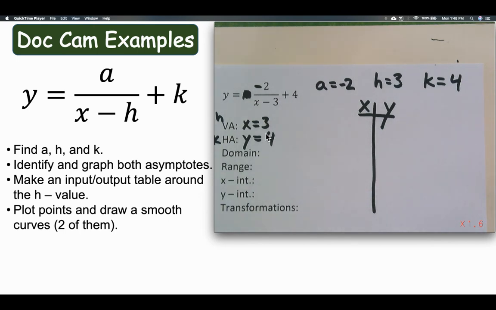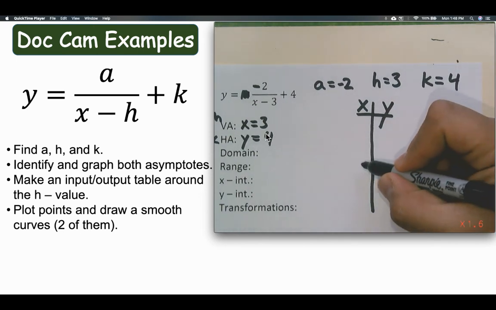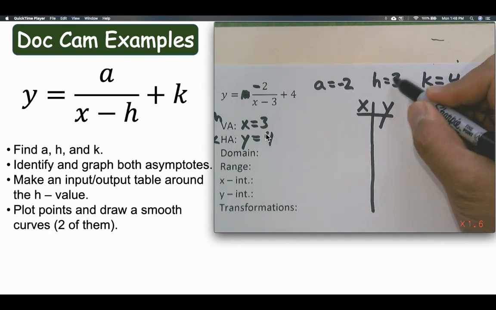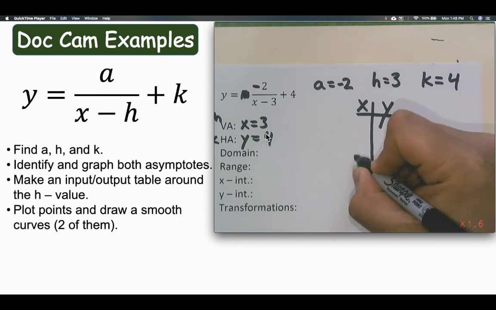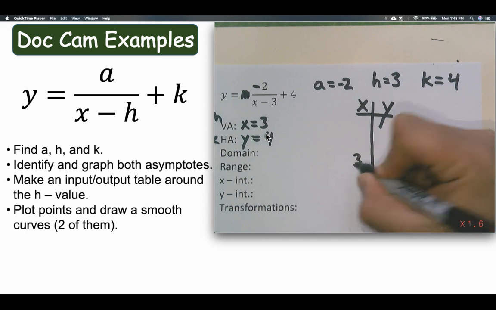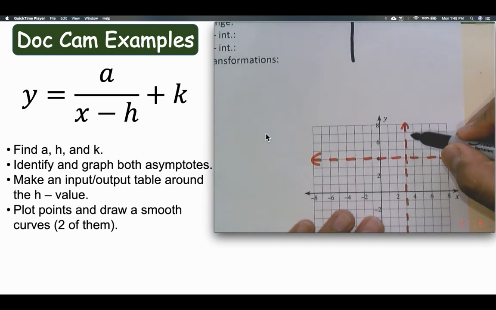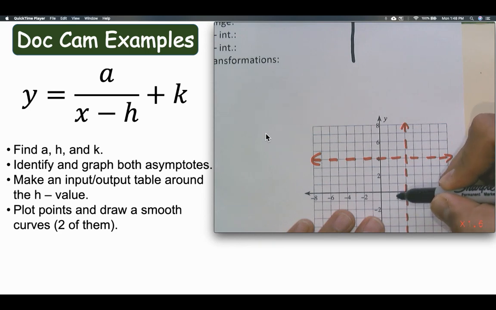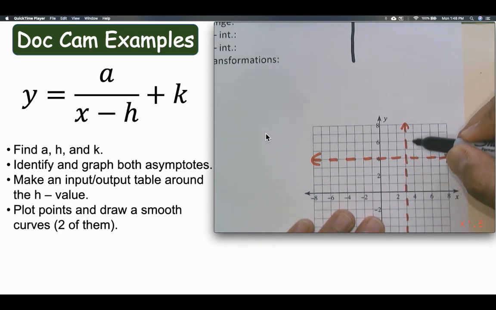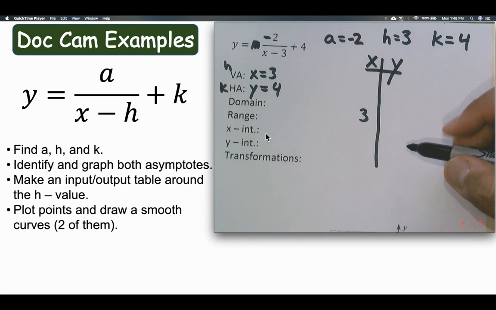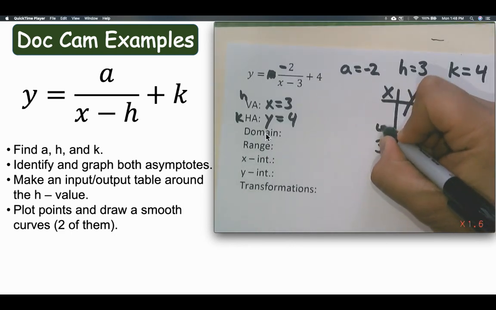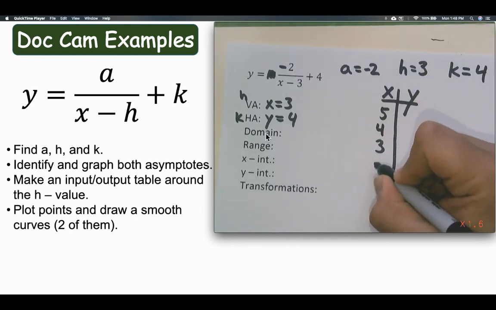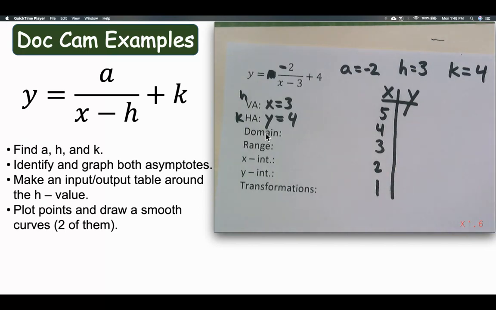So our table, our starting value is going to start at our h. Our h is a 3, so right in the middle is going to be the 3. If you think about this graph, that's my point right there. That's why I'm starting at 3, because I want to test a couple points to either side of that vertical asymptote. So 3, 4, and 5, 3, 2, and 1.